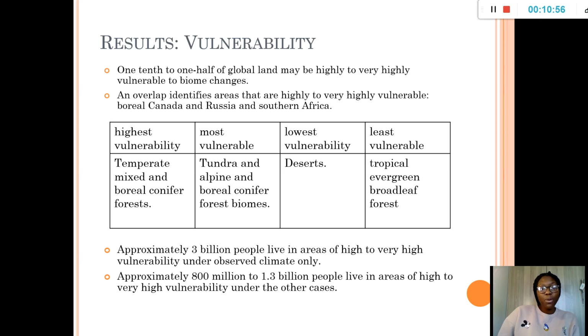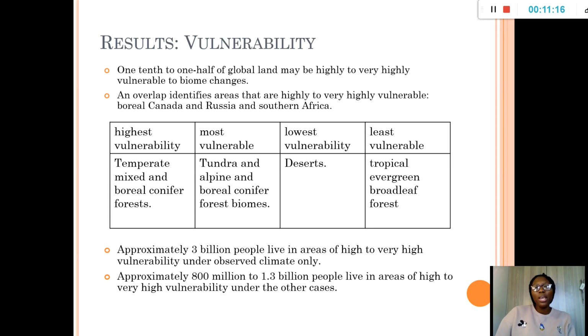Temperate mixed and boreal conifer forests showed highest vulnerability. Tundra and alpine and boreal conifer forest biomes were most vulnerable. Deserts showed lowest vulnerability, and lastly, the tropical evergreen broadleaf forest was least vulnerable.